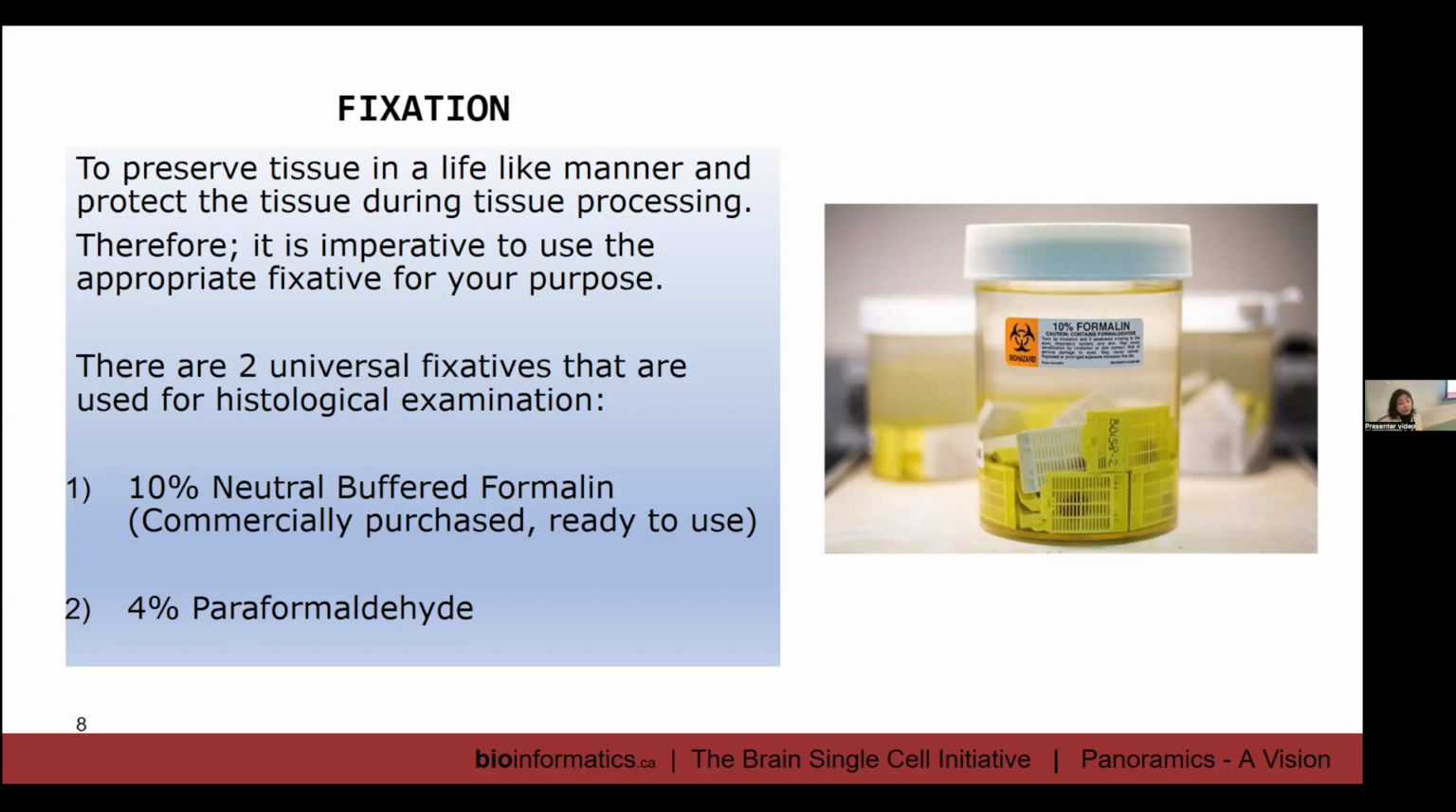Now, if you're going to use 4% paraformaldehyde, keep in mind that you can just make this up in water, but most likely it's better to use it with a buffered type of solution. But if you want to save time, you can purchase 10% neutral buffered formalin and it's ready to go. And it's usually, like I said, pH neutral. That's the pH that you want to keep it at when you're fixing tissue. Now, there's factors that affect fixation.